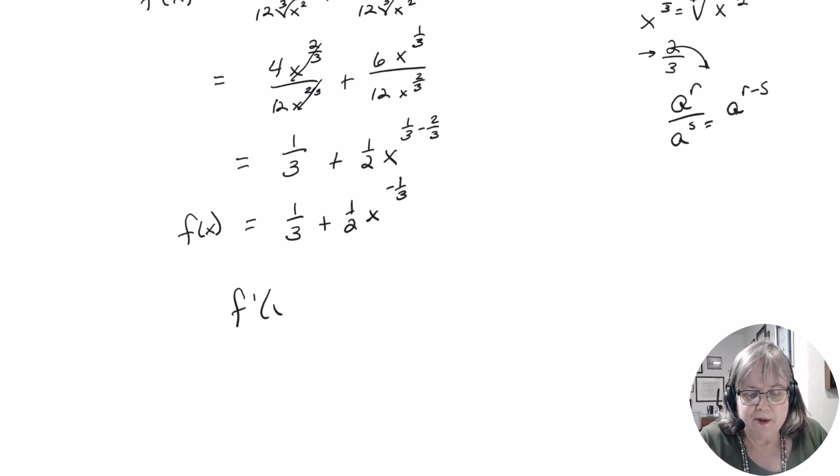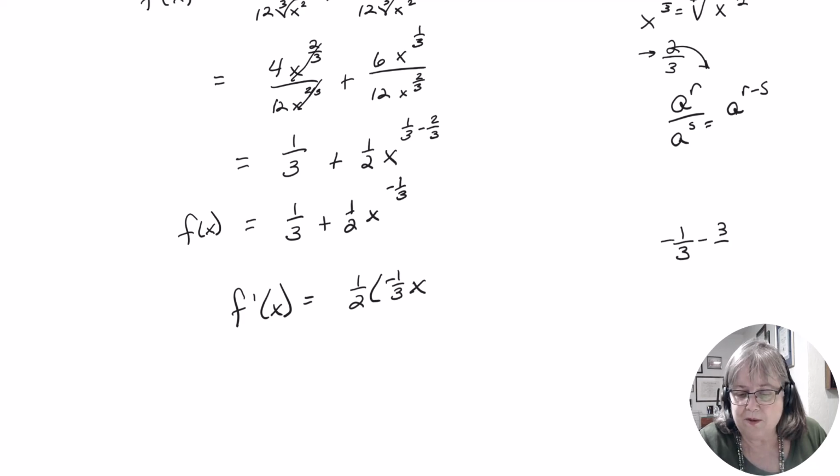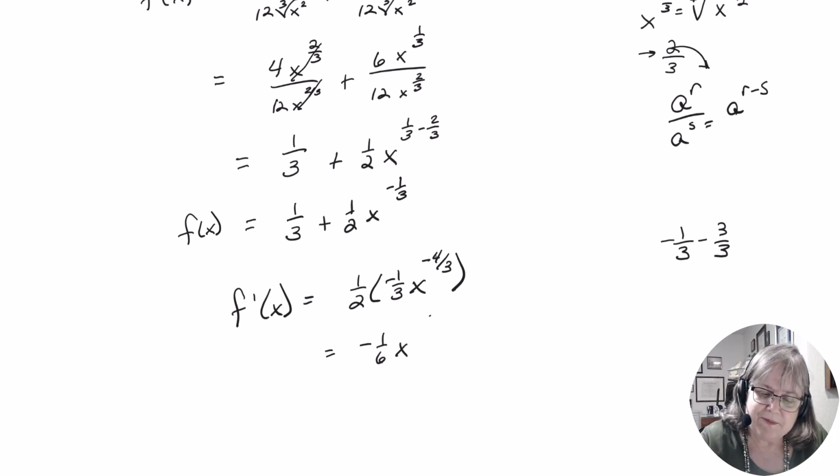So f prime, the derivative of a constant is 0. The derivative of 1/2 x to the minus 1/3 is 1/2. Bring the power down, leave the x alone. Minus 1/3 minus 1, which is 3 over 3, is minus 4/3. Okay, so this is minus 1/6 x to the minus 4/3. All right, now this is f prime. So now let's think about this.